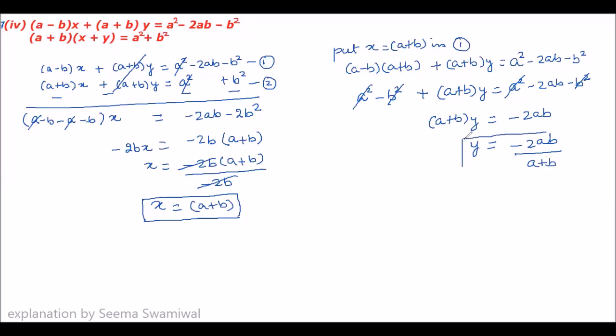So in this way, the difficult equations can be handled very easily. Just you need to observe and decide which method will help you in solving the given system of equations. So this will be the answer: x is equal to a plus b and y is equal to minus 2ab upon a plus b.